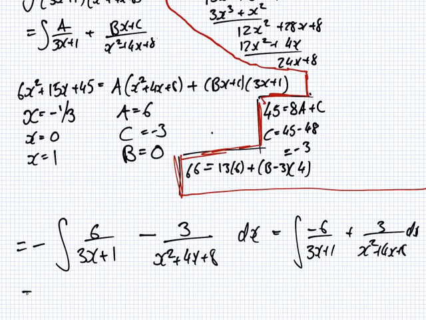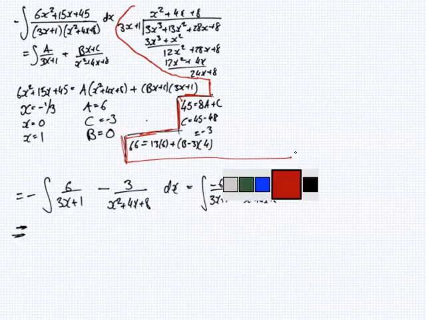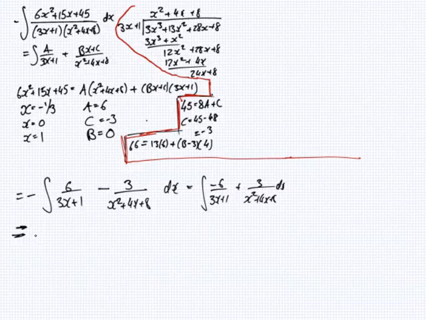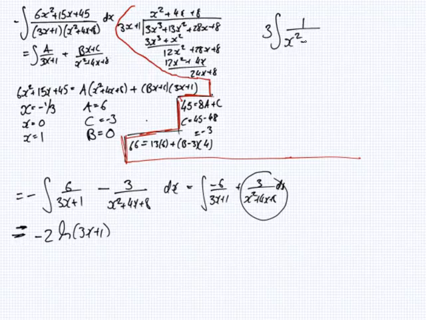Now, this one here will be minus 6 over 3, so that's minus 2 log 3x plus 1. And what about this guy here? This integral of 1 over x squared plus 4x plus 8. Any ideas what to do here? Yeah. So this will be 3 times the integral of 1 over x plus 2 squared plus 4.